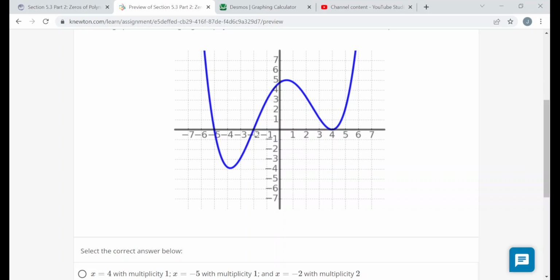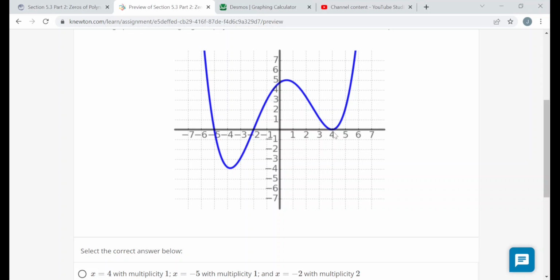Same thing for at x equals -2. See how the graph crosses the x-axis, so it should have an odd multiplicity, 1, 3, 5, 7, but it's not very flat. It's crossing straight through, like a line, right? Like a first degree polynomial. So it also has a multiplicity of 1, I would say.